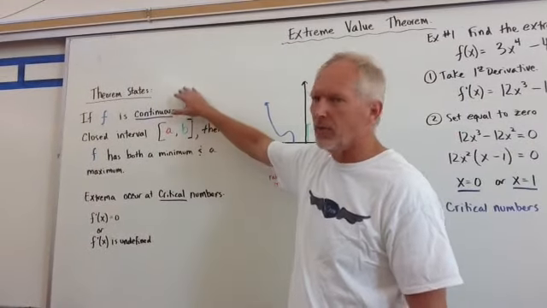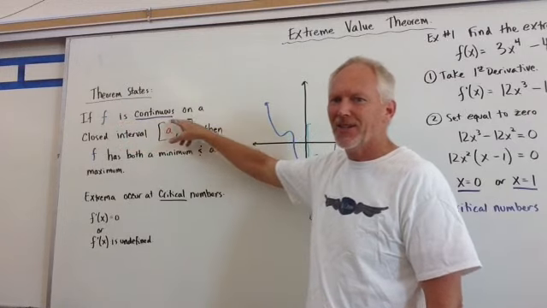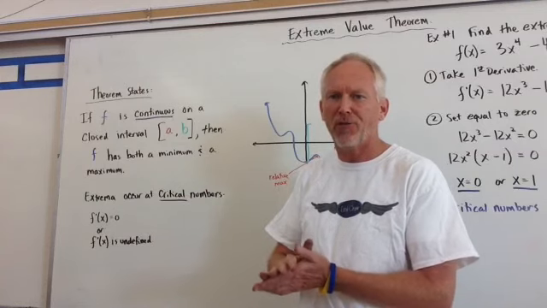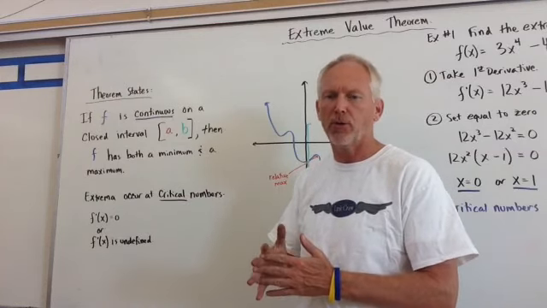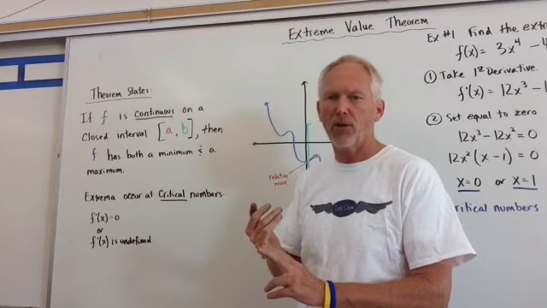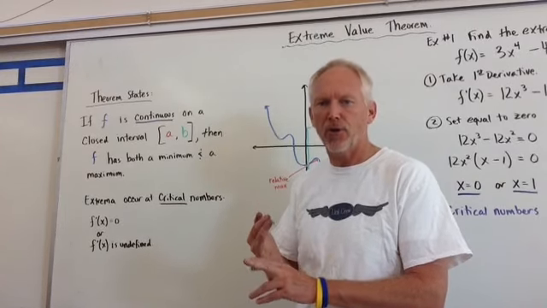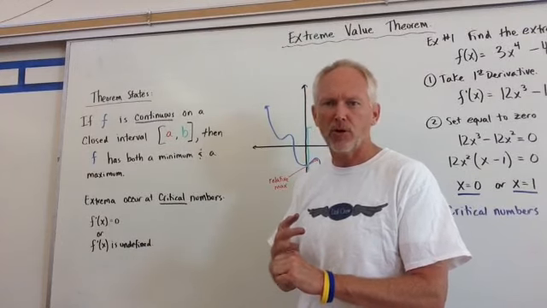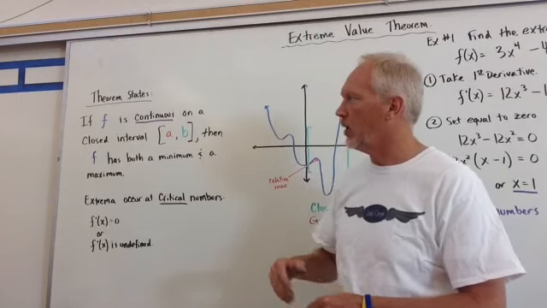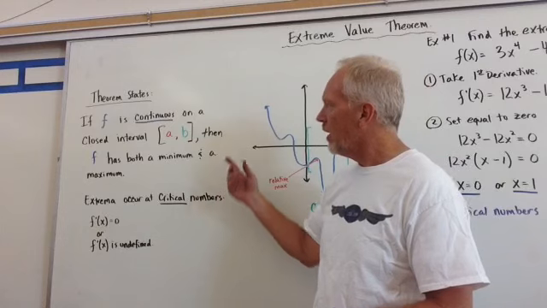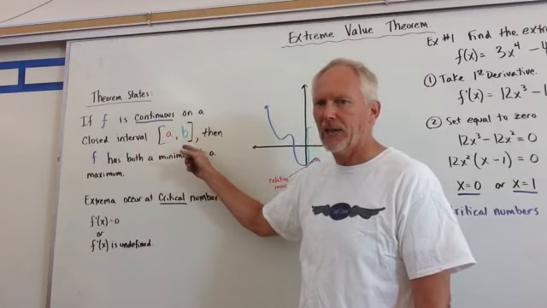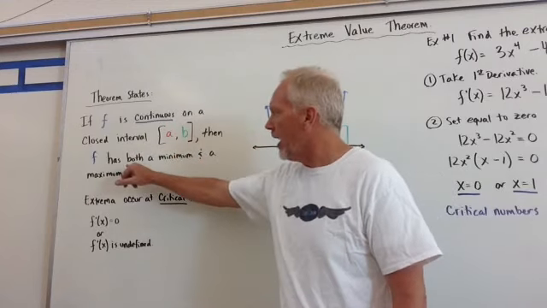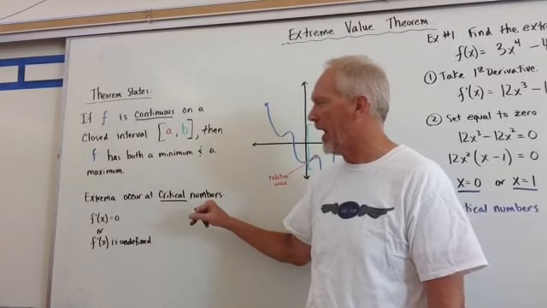The theorem states that if f is continuous, so that means without interruption, there are no holes and no places where it's undefined. Normally you find this in polynomials. Where we don't normally find continuity is in rational functions, rational equations, as well as root functions or situations like that. So we are normally in a polynomial situation, on a closed interval, a to b. If it's continuous and we're on a closed interval, then f has both a minimum and a maximum.